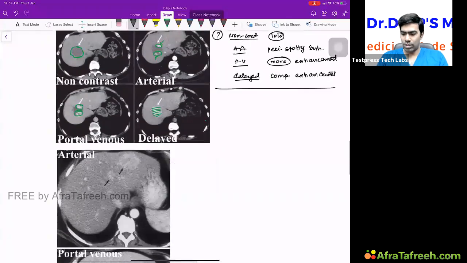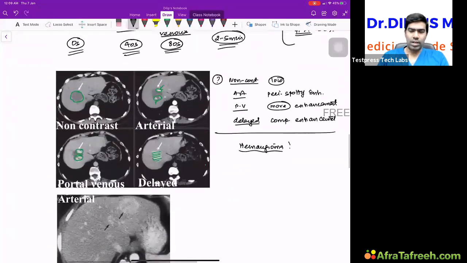Yes, this is a hemangioma, right? This is typically a hemangioma. So that's how they behave. That's why the gold standard is triple phase CT. So what really happens is in non-contrast, it will be hypodense. In the sense, we don't call it hypodense in non-contrast. We call it low attenuation. That's what you see. The mass will be a low attenuating mass.